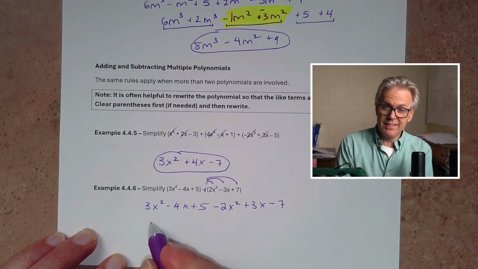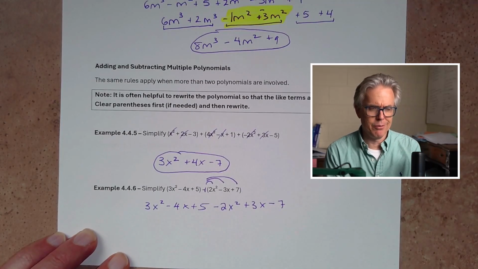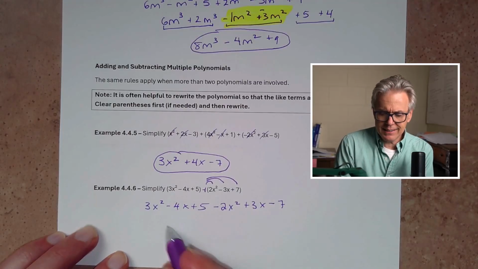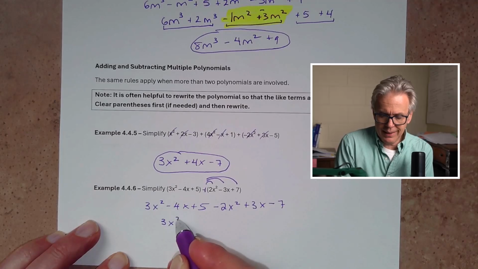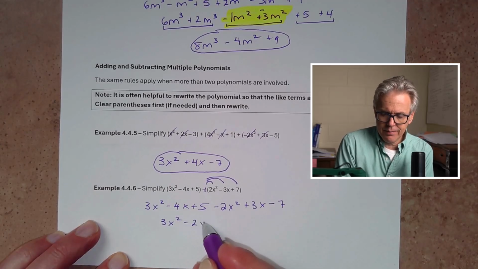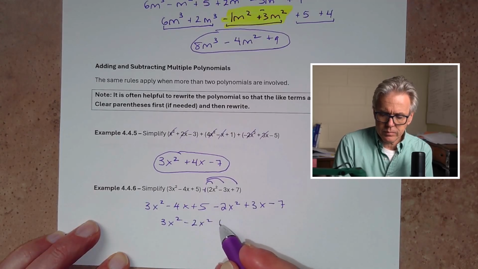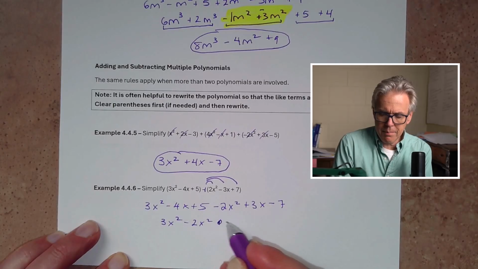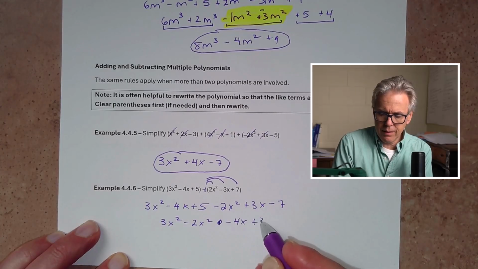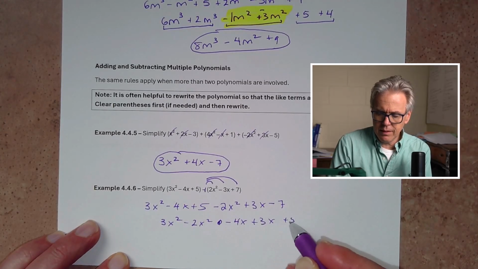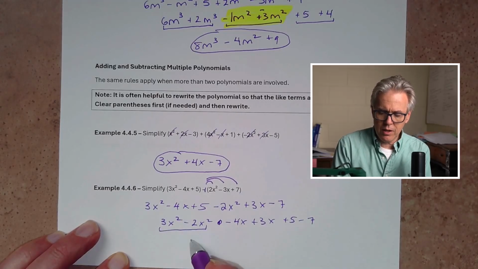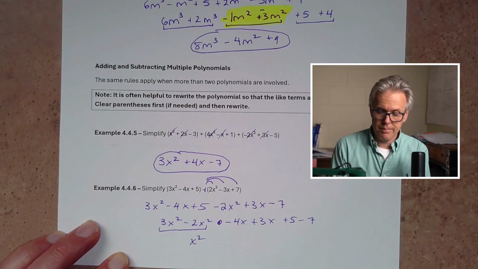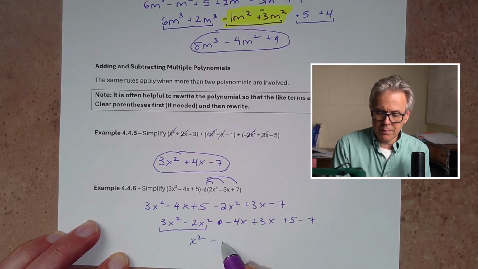Now, that step is, I'm going to say, not optional. You need to really put that step in there. This next step probably is optional, but I'm going to write it. So I'm going to put my like terms side by side. Going to be a minus 4x plus 3x, and then plus 5 minus 7. So I've got 3x squared minus 2x squared is just an x squared. A negative 4x plus 3x is a minus x. 5 minus 7 is minus 2.